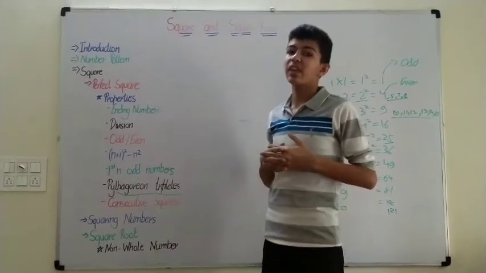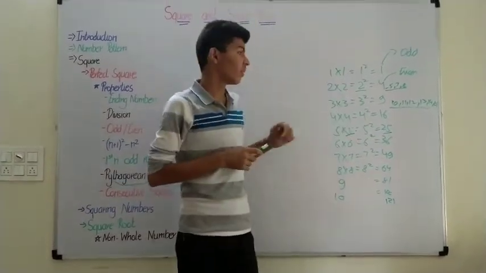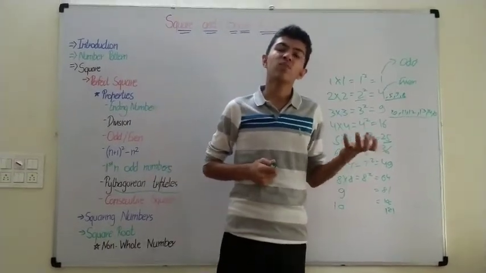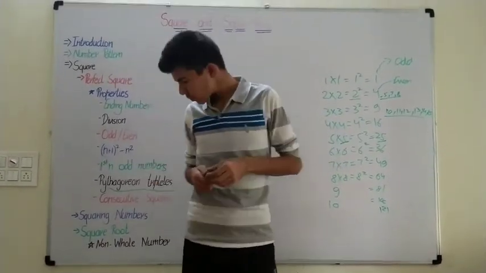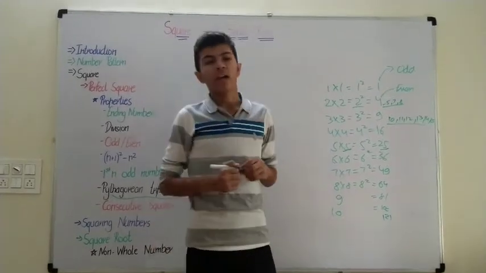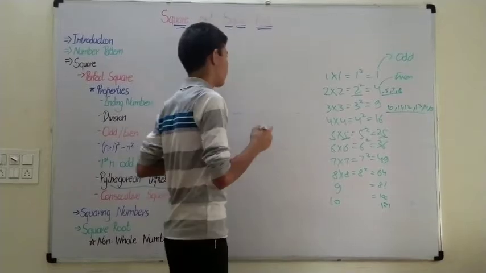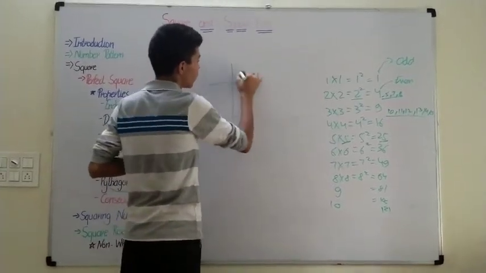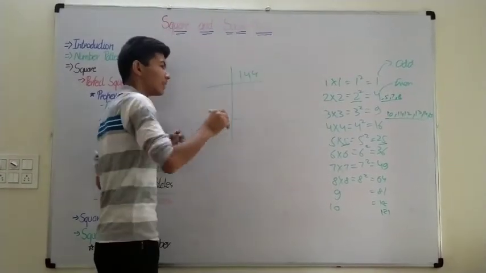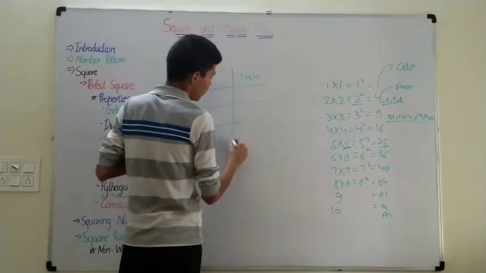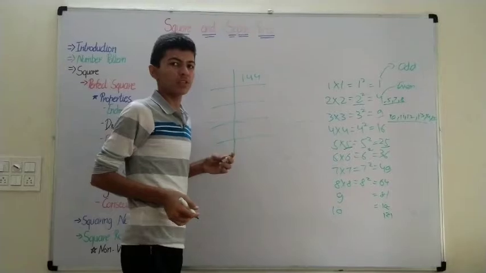But what happens if they are not telling about the squares? If one number is given, you have to find out by multiplying which number you get that number. So we have now the square roots. The first method could be, if you are taking the example of 144, prime factorization, in which you have to divide the number by prime numbers.